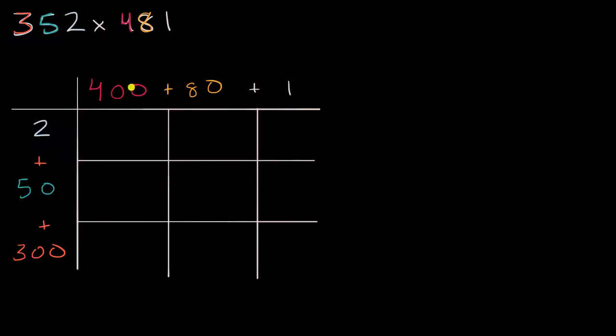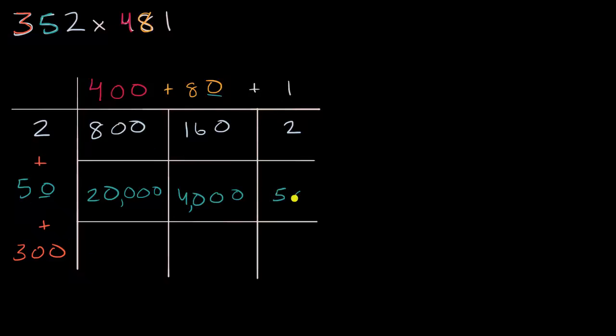Now, first we'll multiply 2 times 400 plus 80 plus 1. So 2 times 400 is 800. 2 times 80 is 160, and then 2 times 1 is 2. And then we can multiply 50 times these. So what's 50 times 400? Well, 5 times 4 is 20, and then we have 3 zeros, so that's 20,000. 50 times 80, 5 times 8 is 40, and then we have 2 zeros. And then we have 50 times 1, which is, of course, going to be equal to 50.